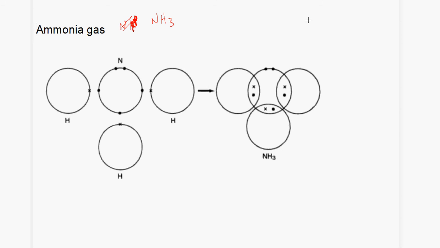So you may see nitrogen being represented by a structure like this. Right? These 2 electrons don't take part in bonding.